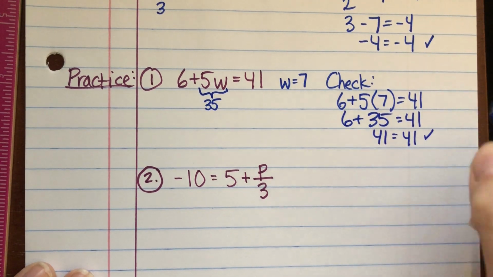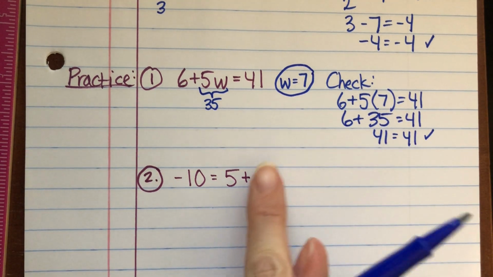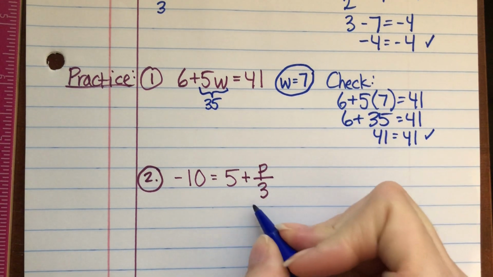Yeah, I'm good. Okay, so 7 is the solution here. Next one, I'm gonna cover this up. What would I add to 5 to get negative 10? Well, that would be negative 15.